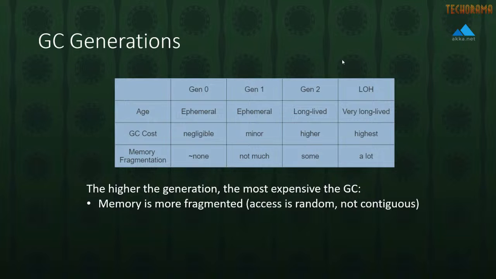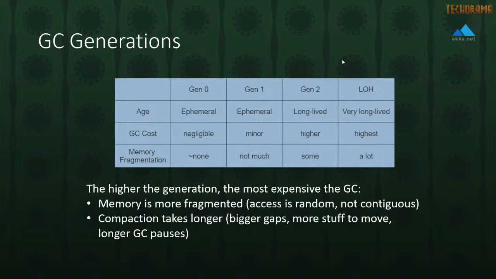Gen 2 garbage collection is the most expensive of the normal GC flavors. These are for objects that have survived at least one round of Gen 1 garbage collection. And objects that live in Gen 2 tend to get highly fragmented, and we might have to incur a lot more of what are called garbage collection pauses to move Gen 2 objects around.